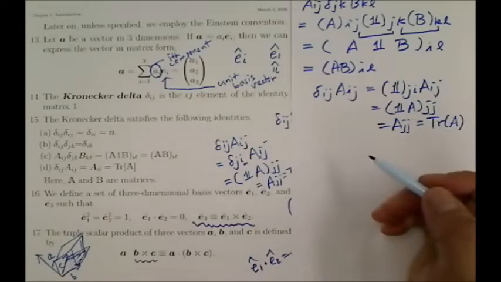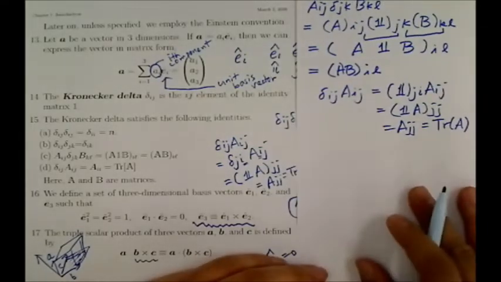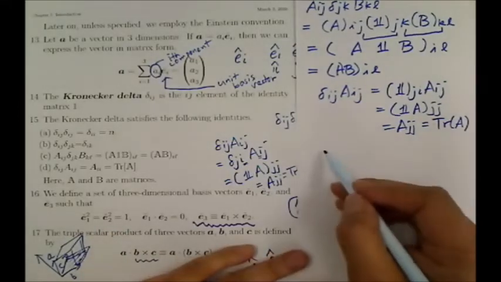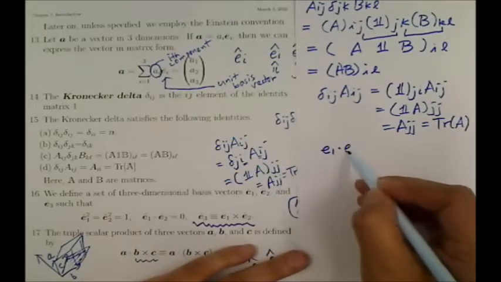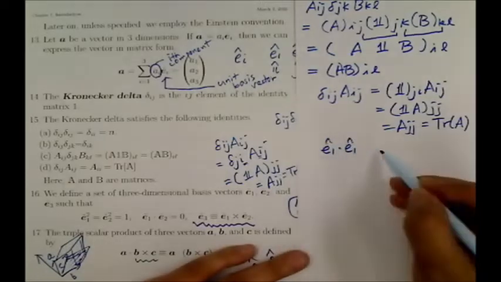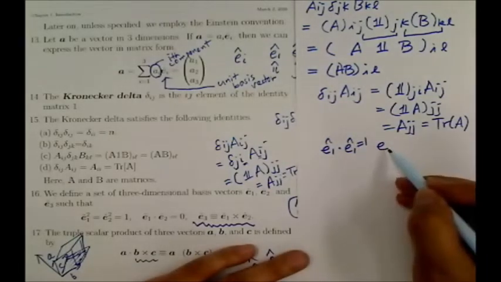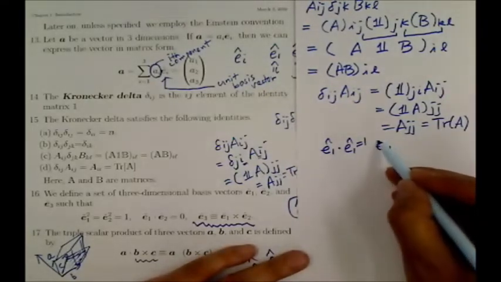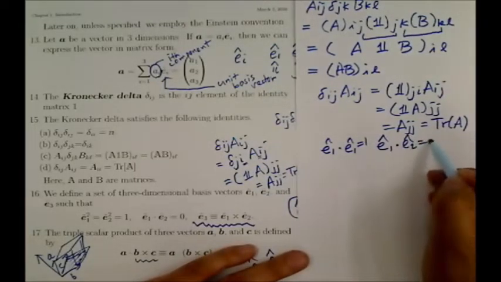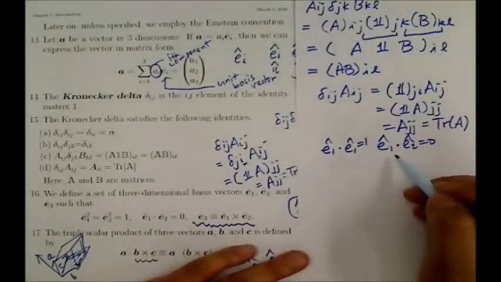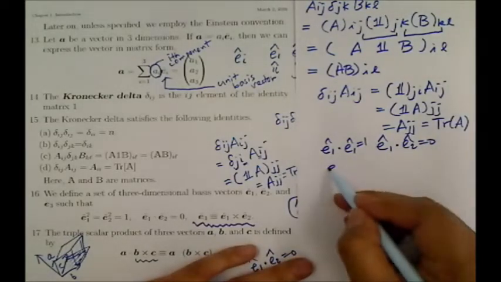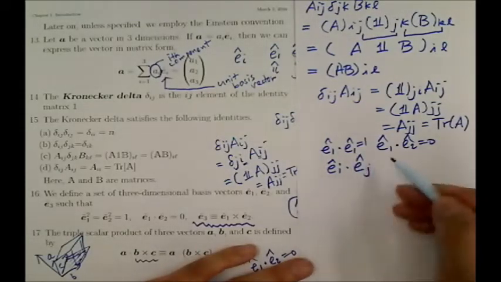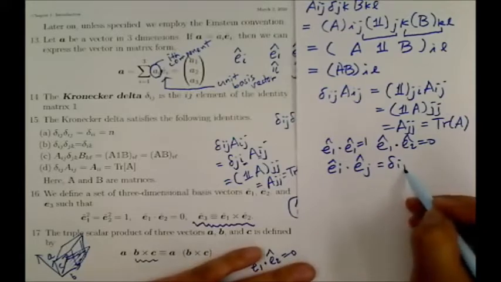We define a set of three-dimensional basis vectors E1, E2, and E3. We know that E1 dot E1 equals 1, E2 dot E2 equals 1, E3 dot E3 equals 1, E1 dot E2 equals 0, E1 dot E3 equals 0, E2 dot E3 equals 0. These are all expressed as E_i dot E_j equals the Kronecker delta.